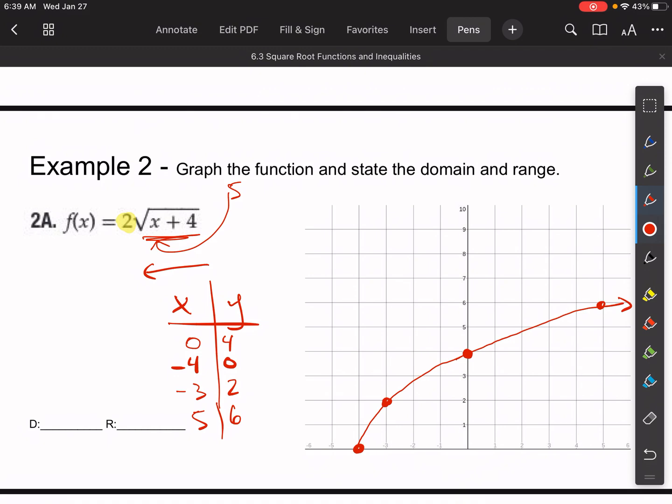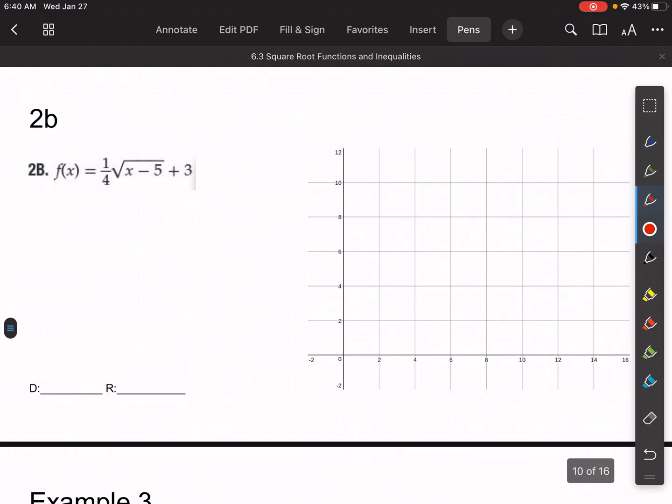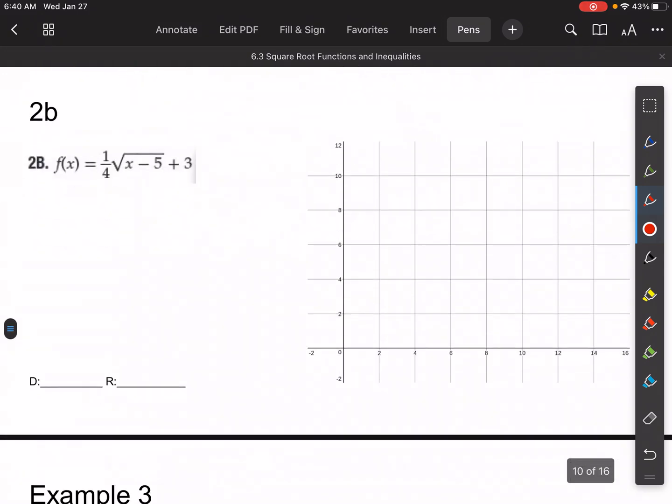The domain of this thing would be the x values where x is greater than or equal to -4. Y values happen at 0, or y is greater than or equal to 0. And we're done. For 2b, notice we have something that's 1/4 here. Let's see what that does to our picture. We also know that we're going to move up 3 and we're going to move to the right by 5.